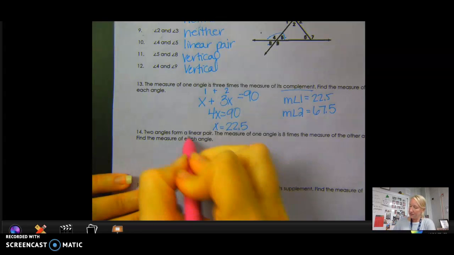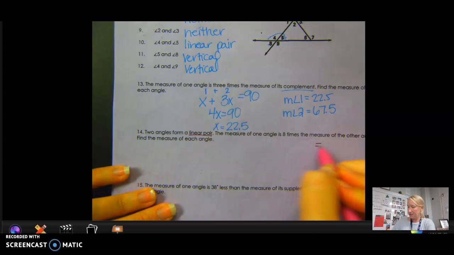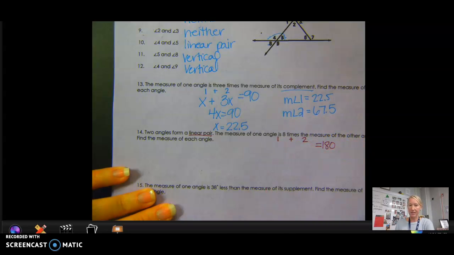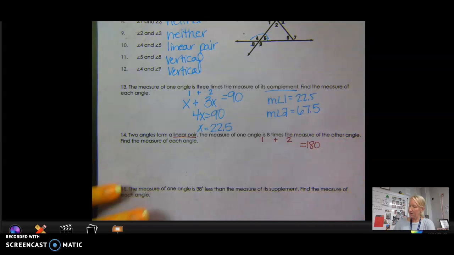Two angles form a linear pair, so we know that means that they equal 180 degrees. We have angle 1 plus angle 2 equal that 180, right? The measure of one angle is 8 times the measure of the other angle.